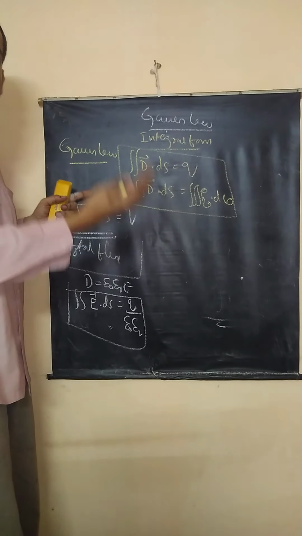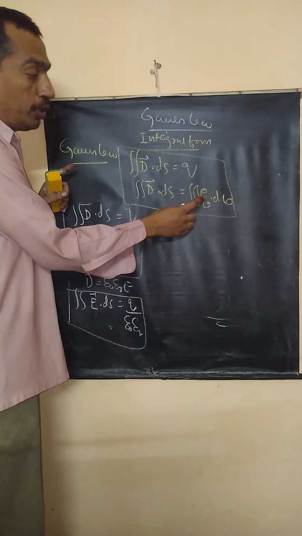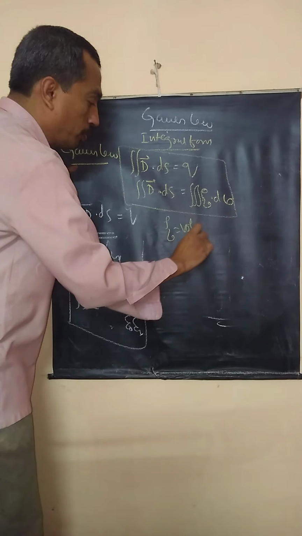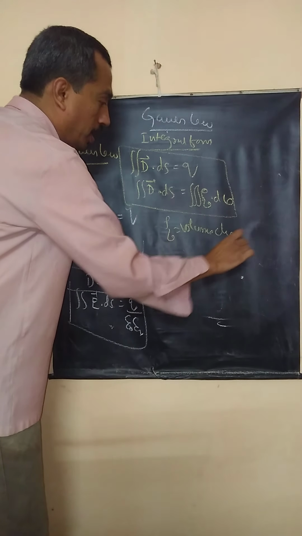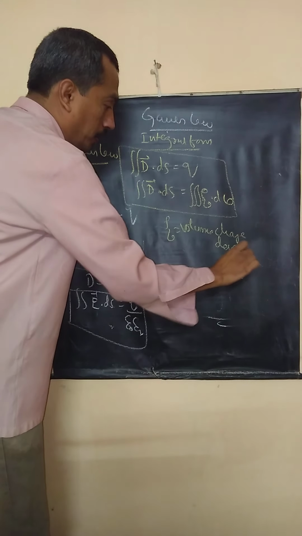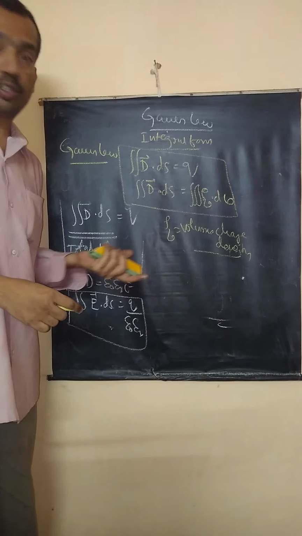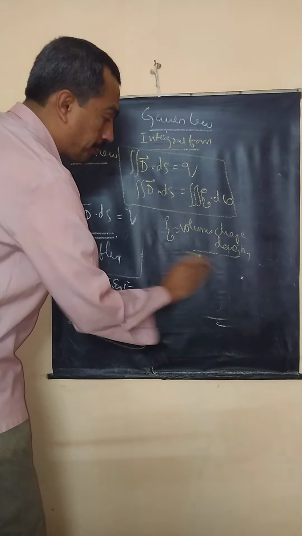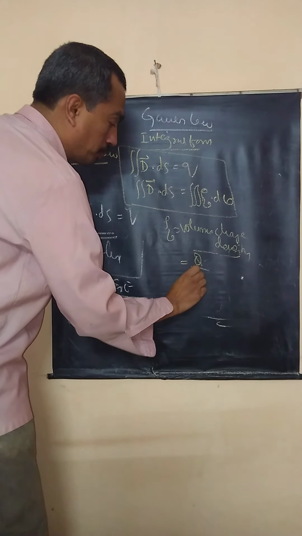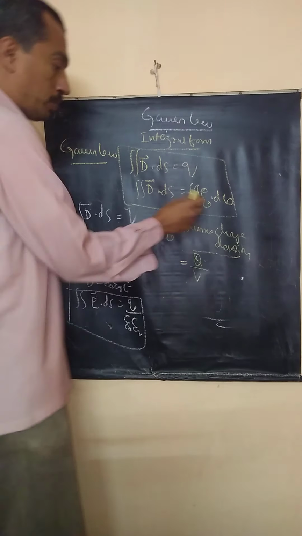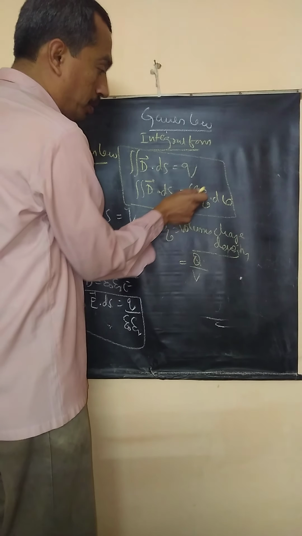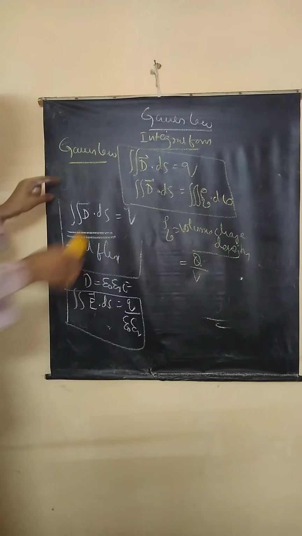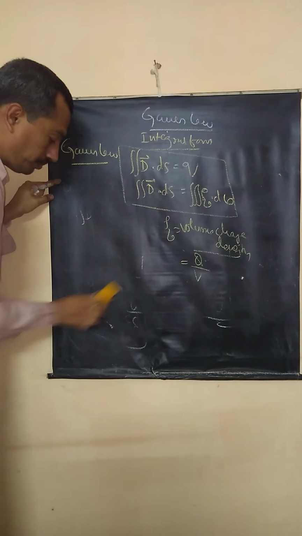If the charge distribution is three-dimensional, with volume charge density rho v as charge per unit volume. What is rho v? Volume charge density. Like line charge density and surface charge density, it is the amount of charge per unit volume. Okay? It is equal to total charge by total volume. Right? So D dot ds is equal to charge per unit volume into total volume. This is the integral form. Now, what is the differential form of Gauss law?